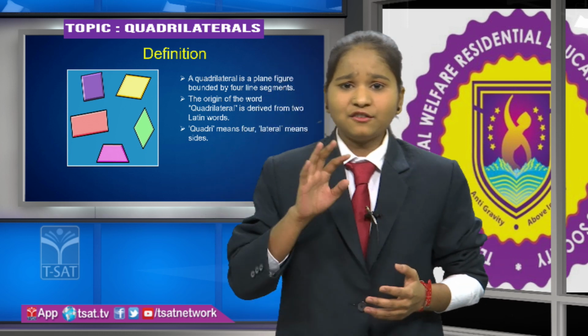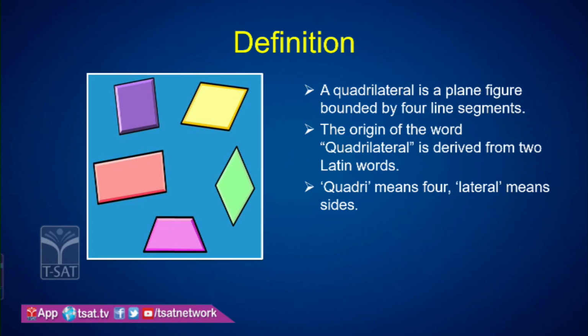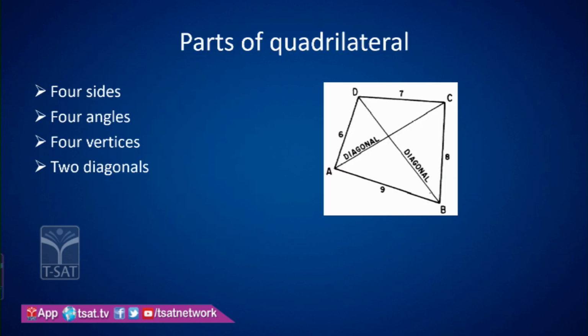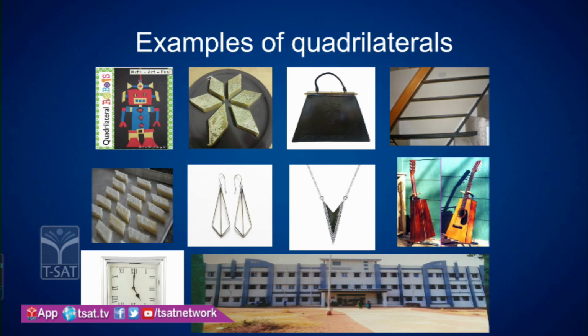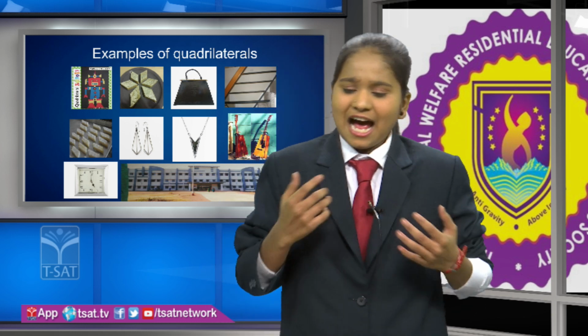An object which has four sides is called a quadrilateral. Let us see some examples. In these, we observe many things having four sides, for example, rhombus and trapezium. In our daily life, we can see these shapes in sweets, handbags, earrings, guitars, etc.